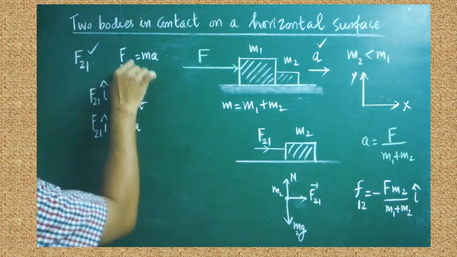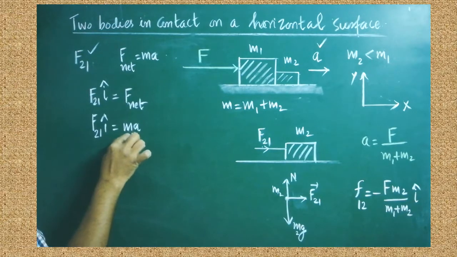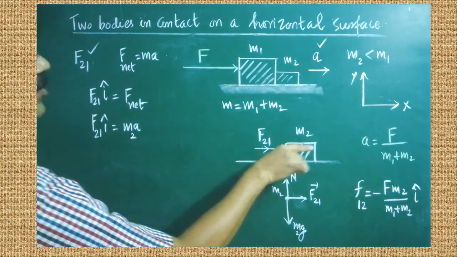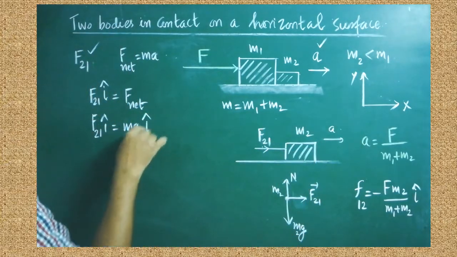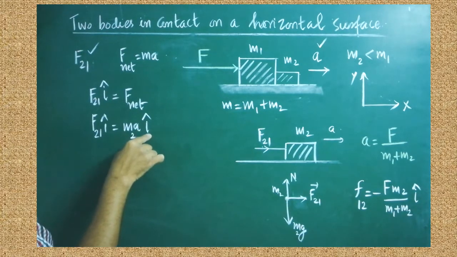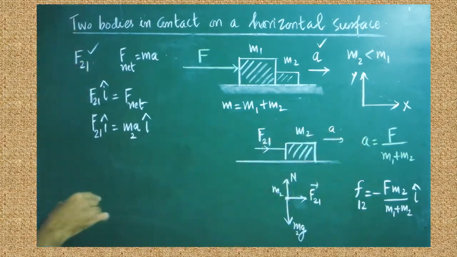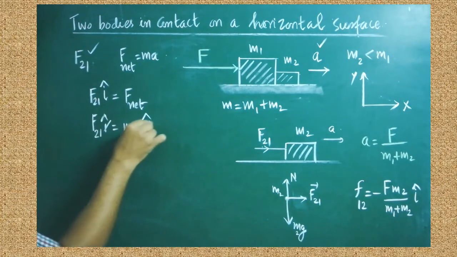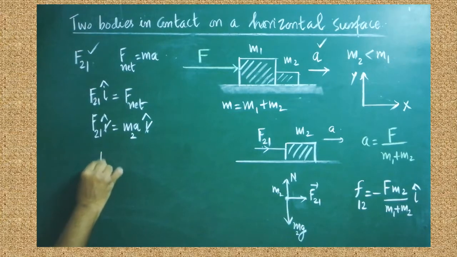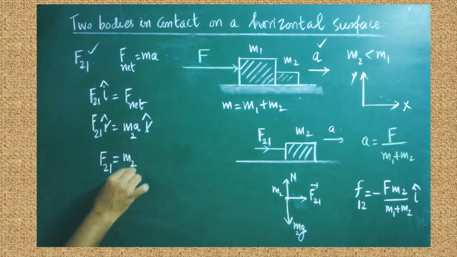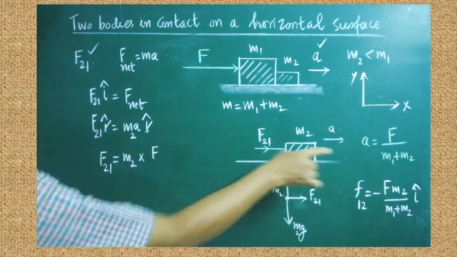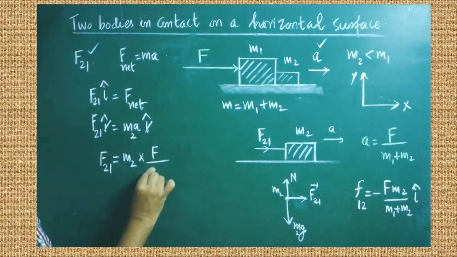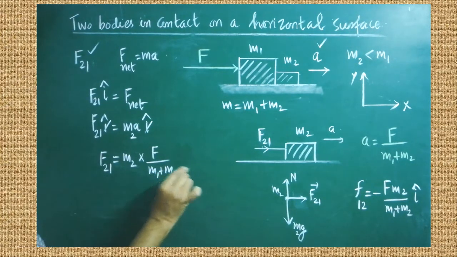So F net can be calculated by the multiplication of M2 and acceleration. Since the body is moving in this direction with the acceleration a, it is also a vector. Acceleration is also a vector that is taking place along the positive x direction. Are you clear? Now you cancel the i cap. Now we will take the components alone. Therefore F21 is equal to M2. We know the expression for acceleration. Substitute here. What is the formula? Already we have calculated the common acceleration formula, F divided by M1 plus M2.